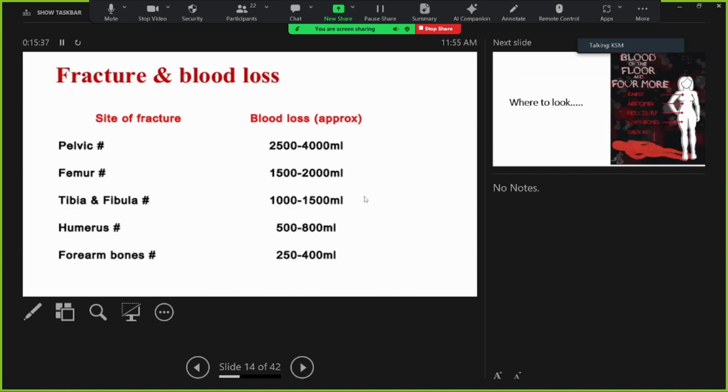So these are some of the numbers. If you suspect on admission that this patient has a pelvic fracture, probably the patient has about 2.5 liters of blood loss. So any patient who has a pelvic fracture or femur fracture following trauma might need blood transfusion. So when you put the patient's IV line in, you need to get the blood. With other injuries, if they are isolated injuries, you might not need to give blood.